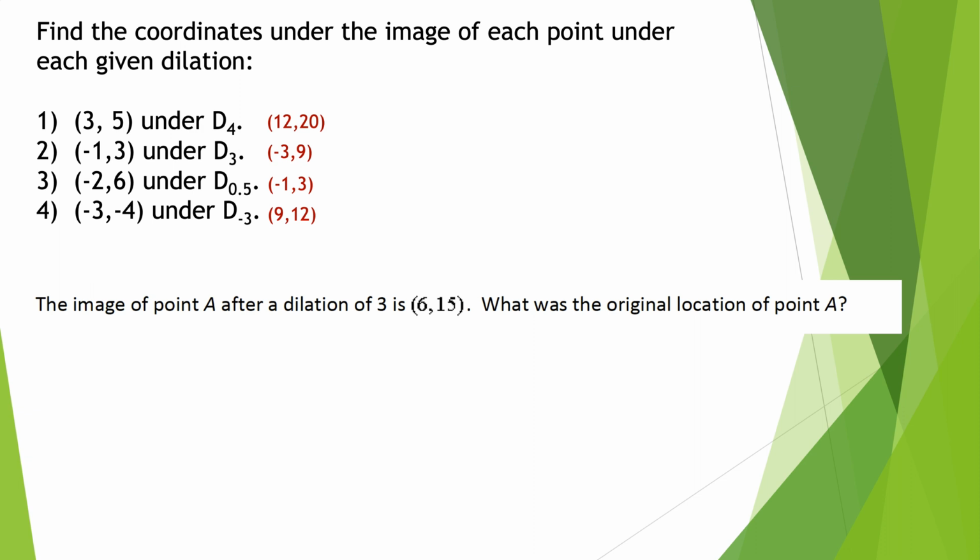The image of point A after a dilation of 3 is 6, 15. What was the original location of point A? Remember about inverse operations. 6, 15 is the output. We want to know what the input was. What did you start with when you did a dilation of 3 to get the 6, 15? 2, 5, right? 2 times 3 is 6. 5 times 3 is 15.